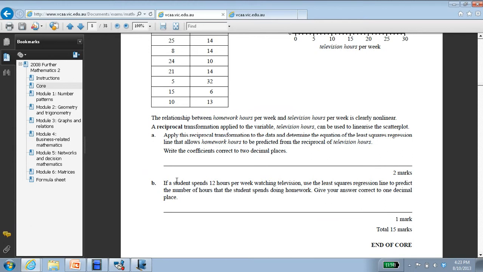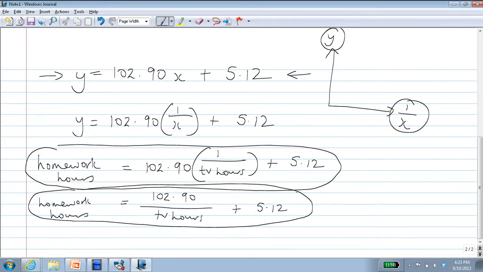So there's our answer. Now the second part to this question: if a student spends 12 hours per week watching TV, use the least squares regression line to predict the number of hours that the student spends doing homework. So if they spend 12 hours watching TV, how much homework do you think they'll do? So we go back to our equation and we're saying, well, if they spend 12 hours a week doing TV, so their homework will be 102.90 divided by 12 plus 5.12.